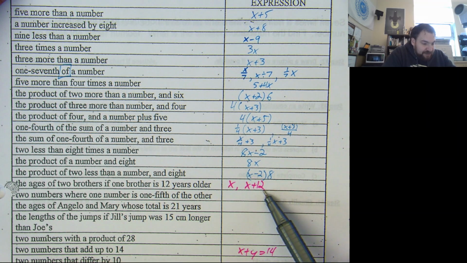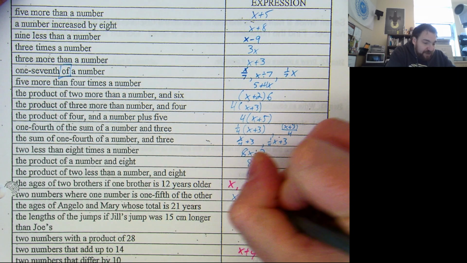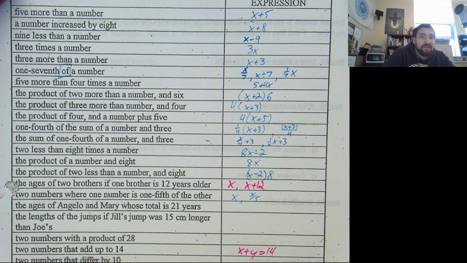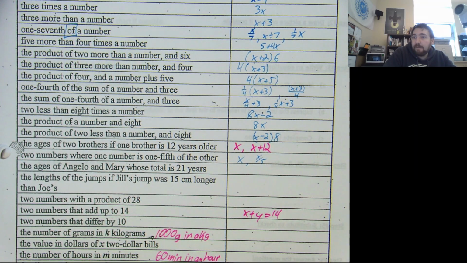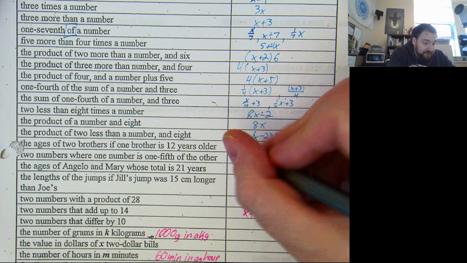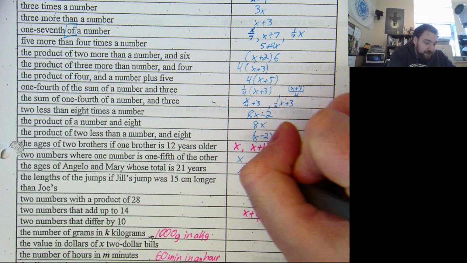This is one I did with you guys in class. 2 numbers where one number is 1/5 the other. So one number is x, I'll call the other one x over 5, or 1/5 x. The ages of Angelou and Mary, whose total is 21 years: A plus M equals 21.